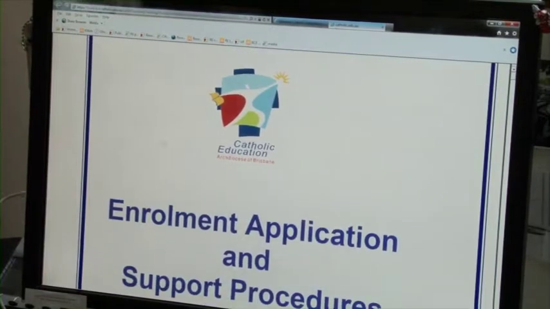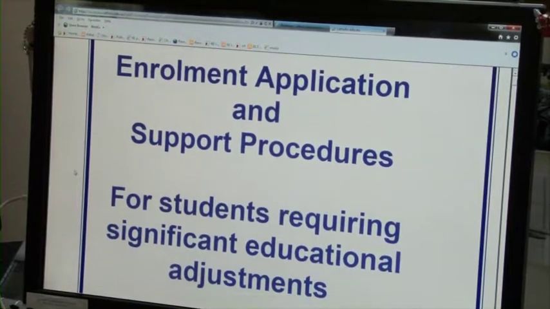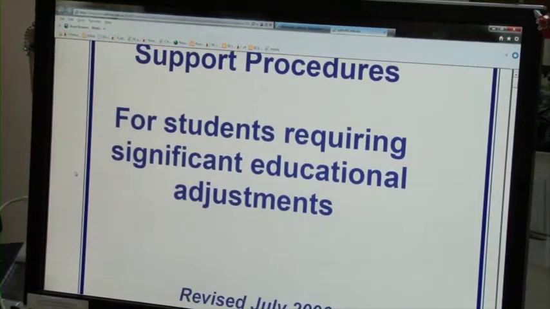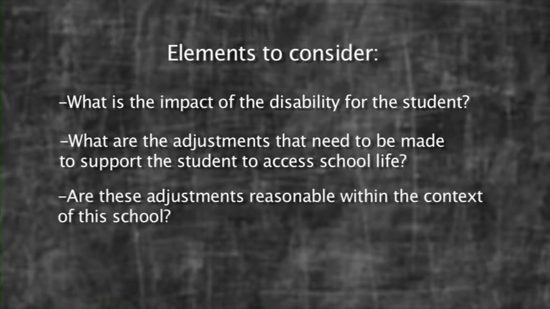The standards mandate ongoing consultation between all parties. Important consultations will occur throughout the enrolment process. Brisbane Catholic Education provides documentation which gives information on the stages of enrolment and templates that can be used in the ongoing consultation process. Consultation during the enrolment process should consider: what is the impact of the disability for the student? What are the adjustments that need to be made? Are these adjustments reasonable within the context of this school?